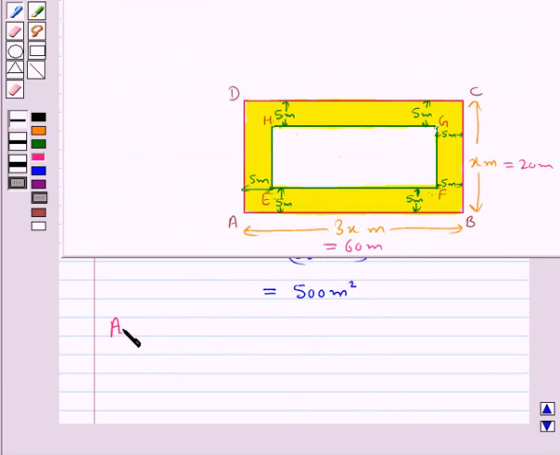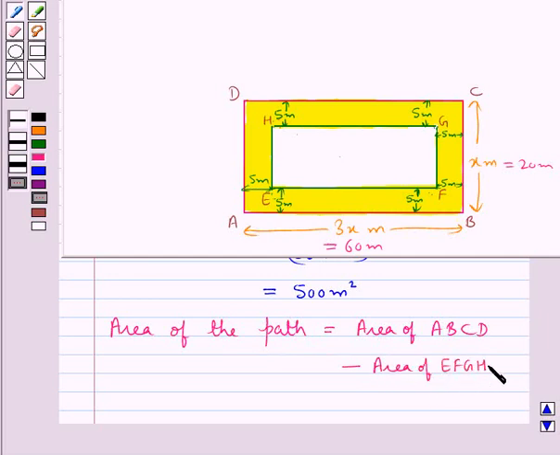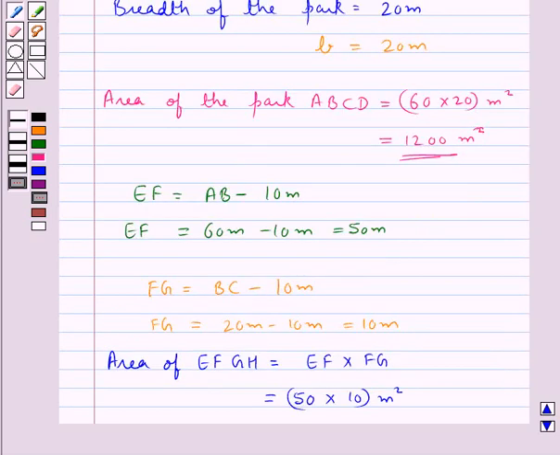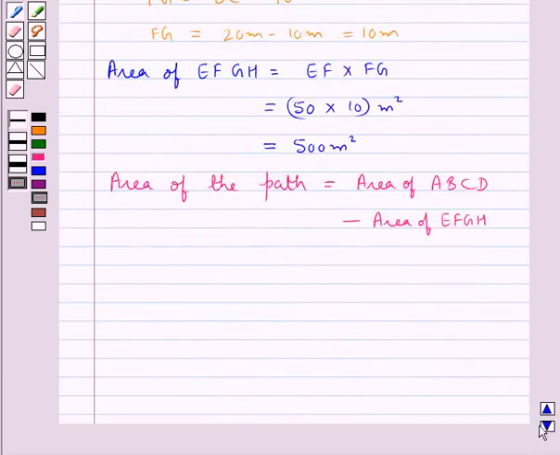Now let's find out the area of the path. This would be equal to area of the park ABCD minus area of EFGH. Now, we already have found out the area of the park ABCD, that is equal to 1200 meter square. So, this is equal to 1200 minus area of EFGH, which is 500 meter square. So, 1200 minus 500 meter square is the area of the path, which is equal to 700 meter square.